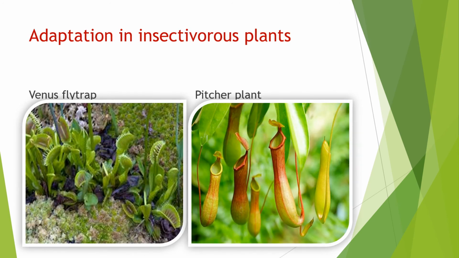Some plants are carnivorous in nature. Insectivorous plants eat insects. Their leaves are modified to catch or trap insects. Venus flytrap and pitcher plants are examples of insectivorous plants.